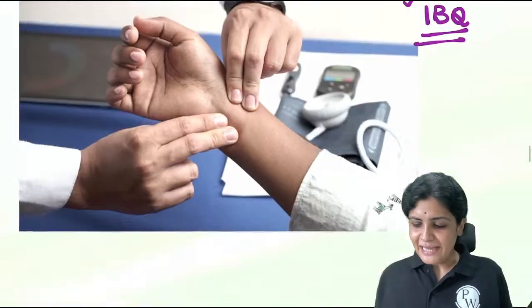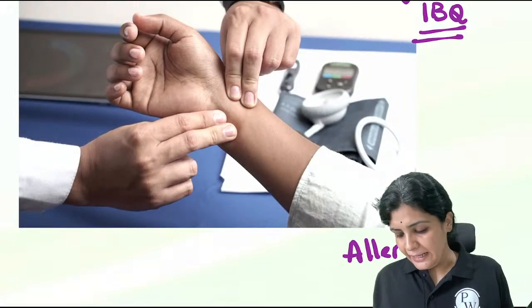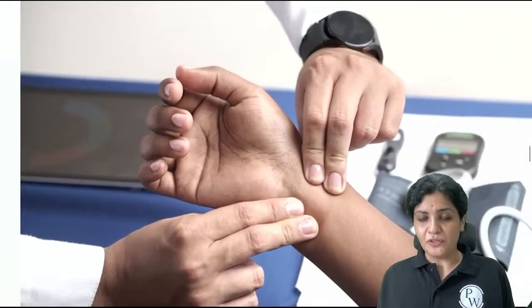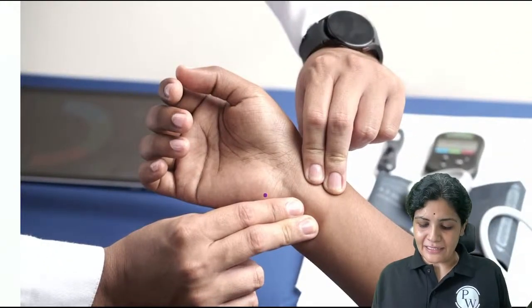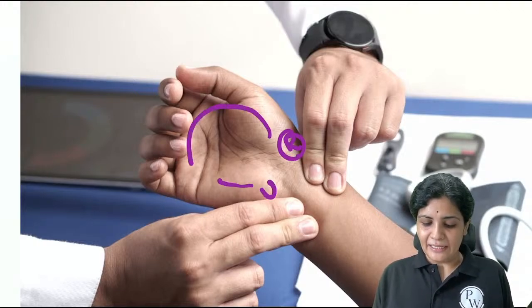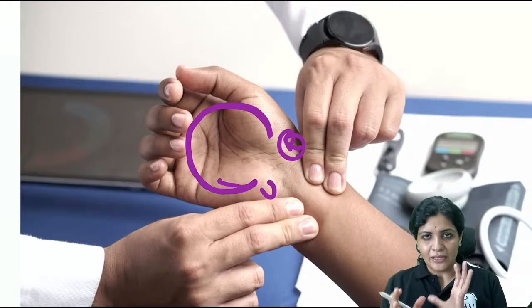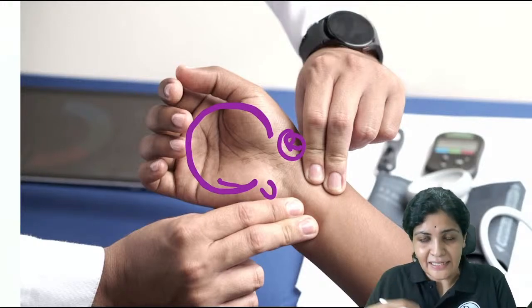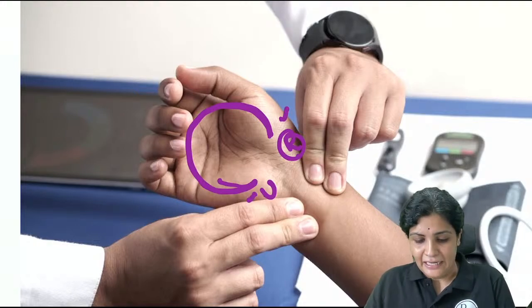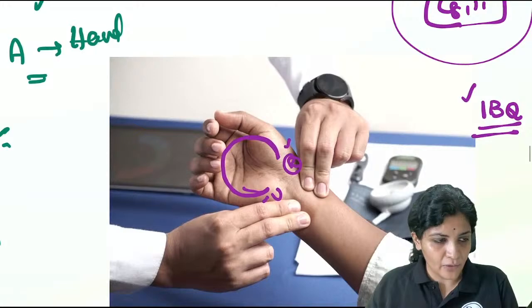Yes, very good. This is the Allen's test. So what happens in the Allen's test? Allen's test is mainly used for checking patency. Here this is the radial artery and this is your ulnar artery. These two have collaterals and they supply this hand in sync. They have connections between the radial and the ulnar artery. So to check the patency of the radial and the ulnar artery, we do this Allen's test. Okay.